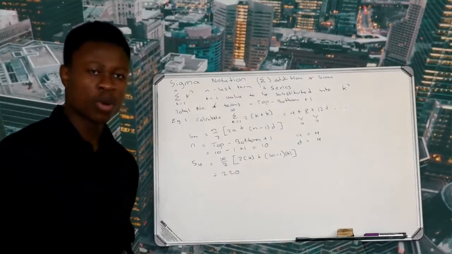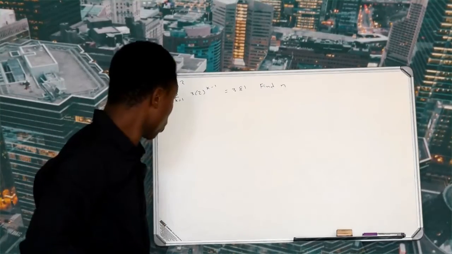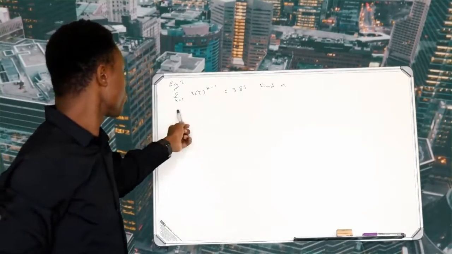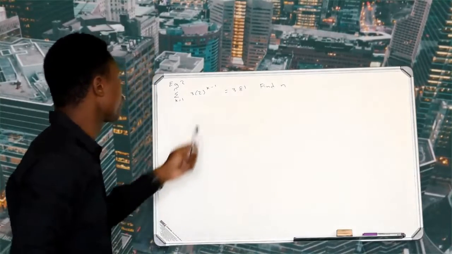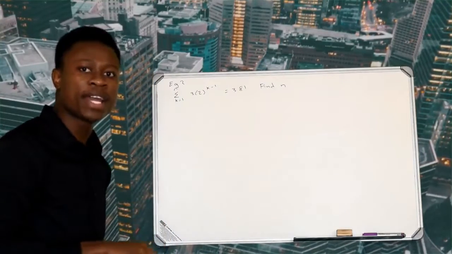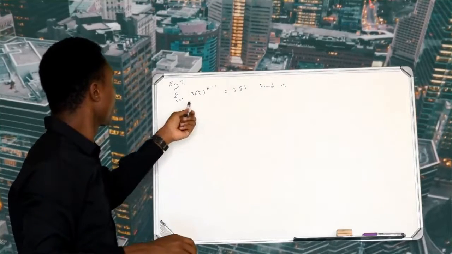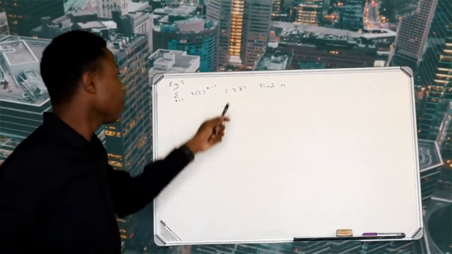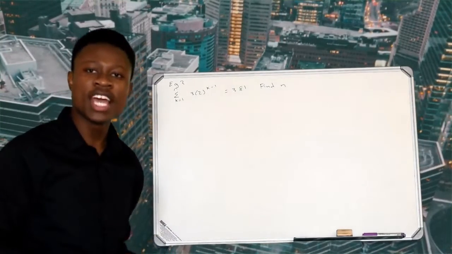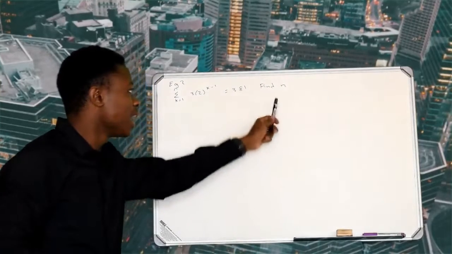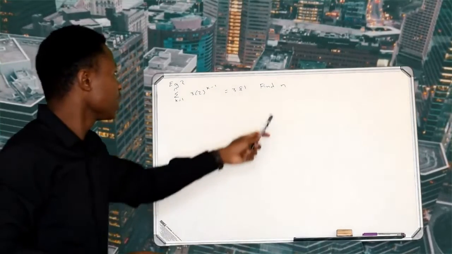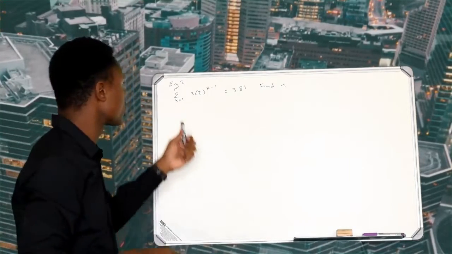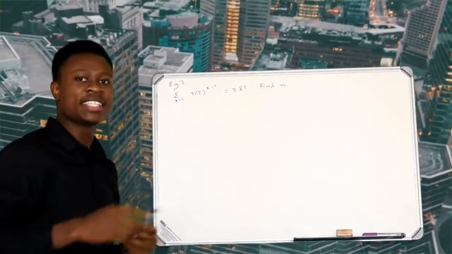Let's look at another example. Let's look at example 2. What does my example 2 say? My example 2 says find the sum of 2 in the bracket k minus 1 to the power, from k is equal to 1 to n, but the sum of that whole thing is equal to 381, right? Now find what n is. N in this instance means the total number of terms, not the last term, right? But in this case, it doesn't really matter.